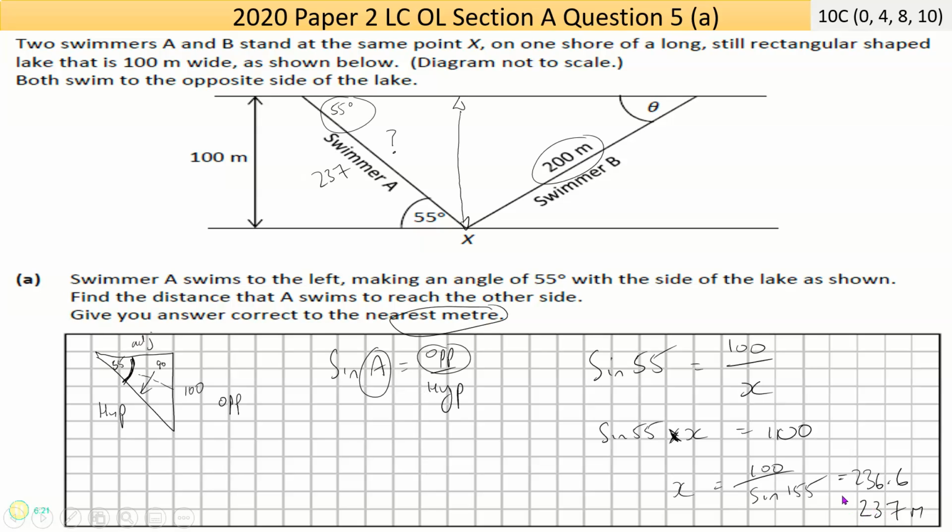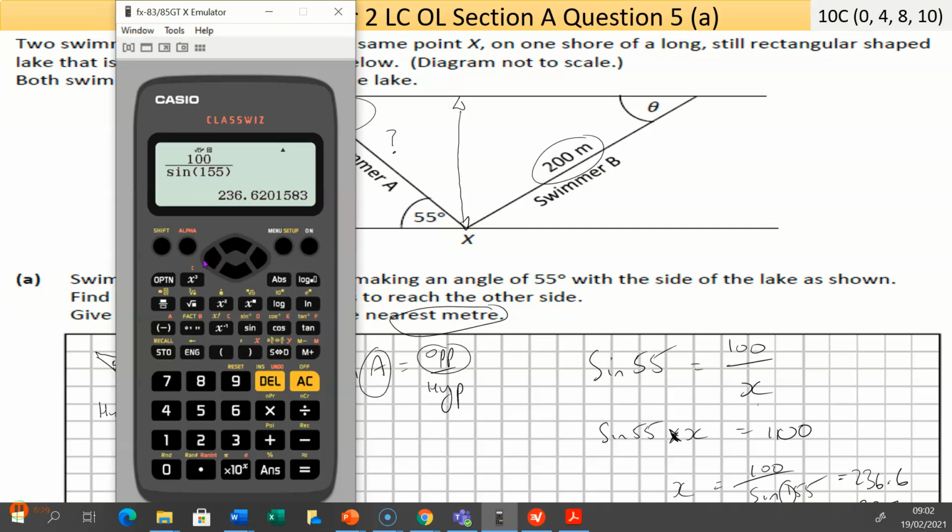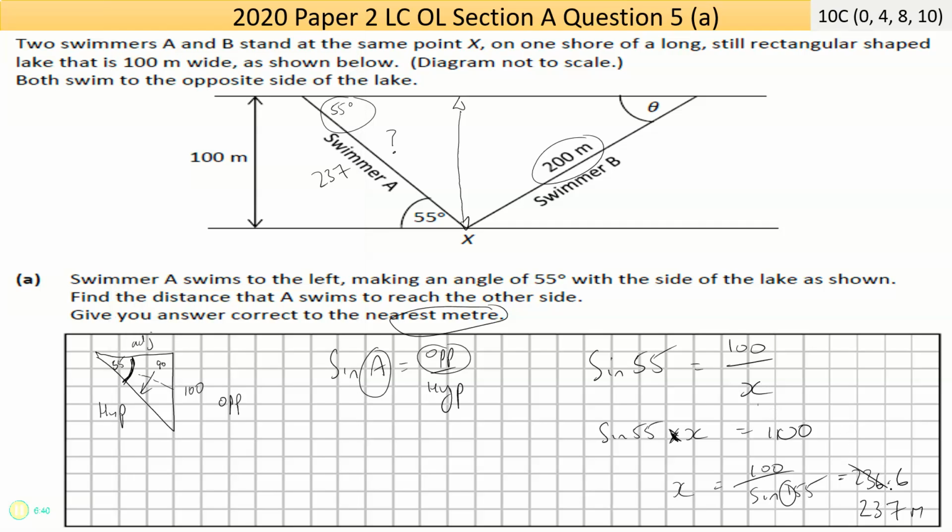Okay, I now realize I put in sine of 155 because I made a mistake. That's not what it should be. If I just change that to 55 on my calculator, it's actually 122.07. So 122.07 would round to 122 meters. My bad, I put the calculation in wrong.